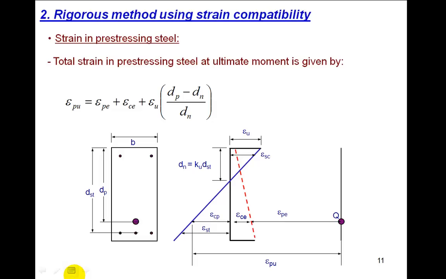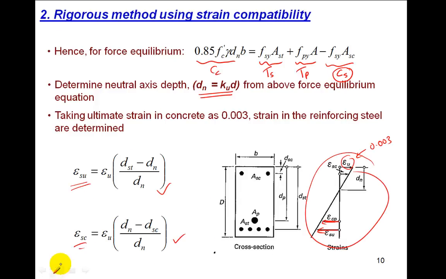The total strain in the prestressing wire is given, as I said before, by the summation of the initial tensile strain, this one, plus epsilon CP, which is the final one. You find this epsilon CP using the previous equation here. The correction is that this should be epsilon CP. So let me write it here. This should have been epsilon CP.